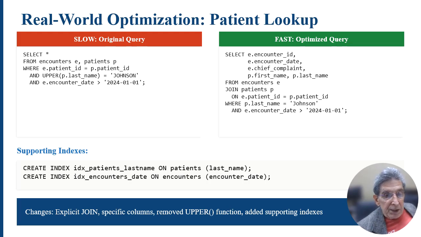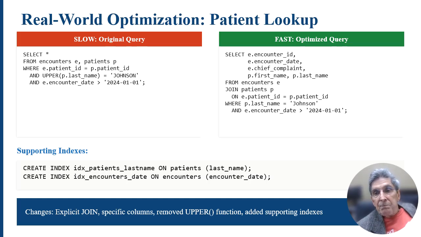Let's put everything together with a real-world optimization example. On the left here is a slow query. On the right is the optimized version. They share the same logical goal, but dramatically different performance.